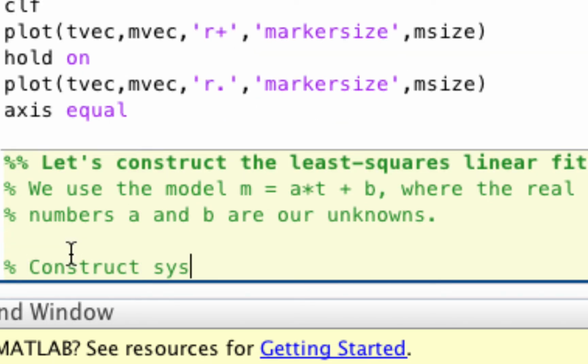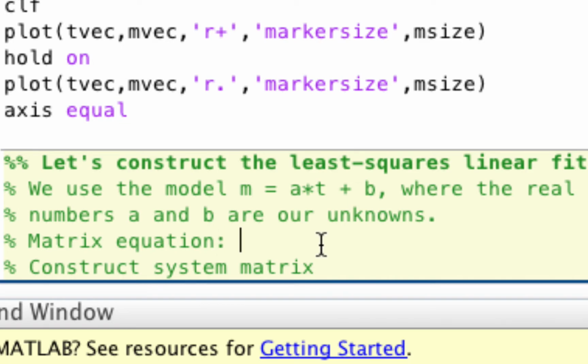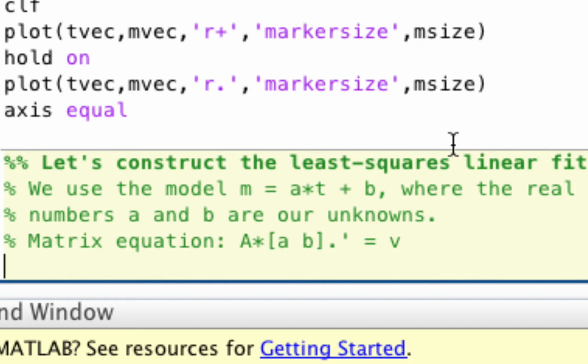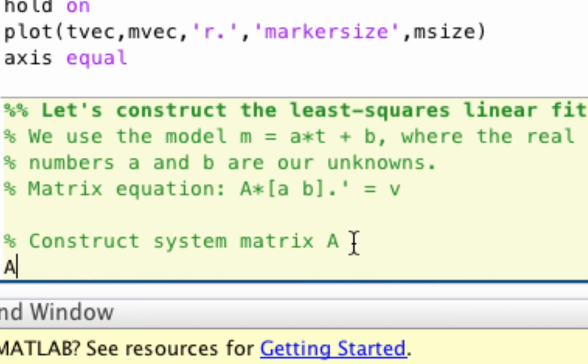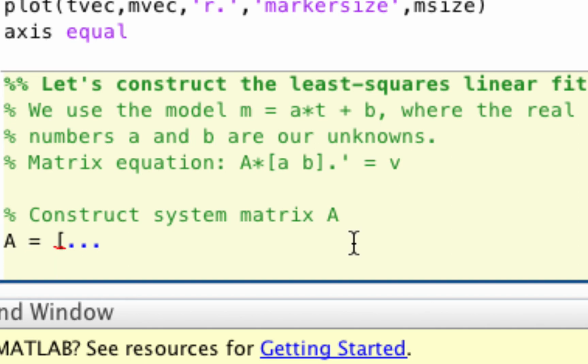So now the matrix equation is A times (a, b) equals v. System matrix A, so A equals, and how did we construct it on the blackboard? We have t1, 1, like this.